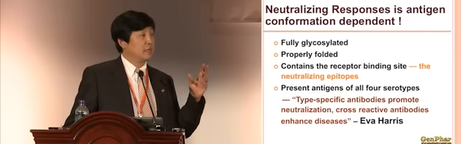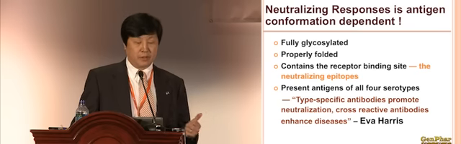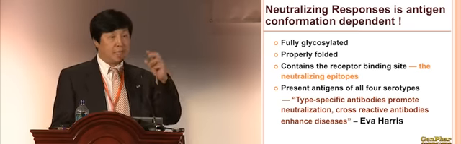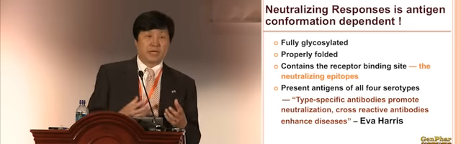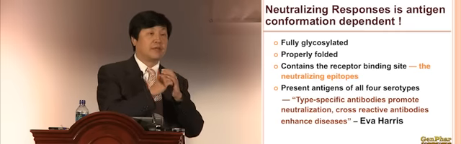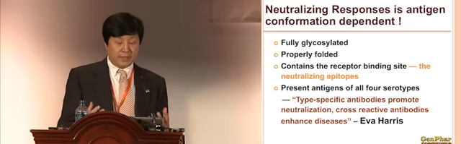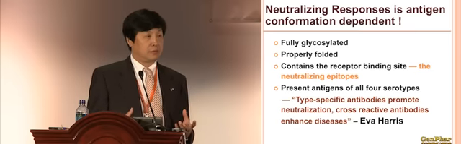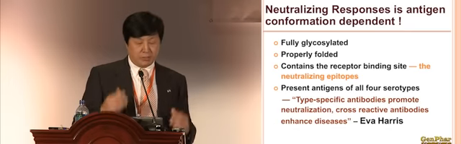In order to induce a neutralizing immune response, the first requirement is that the envelope protein has to be in a natural conformation: fully glycosylated, properly folded, and containing the receptor binding site, which binds to the receptor that initiates the first step of virus infection. If you have an antibody that blocks that initial interaction, that is by definition a true neutralizing epitope. So making a protein-based, epitope-based vaccine is impractical, because the glycoprotein is never linear. It has a three-dimensional structure.